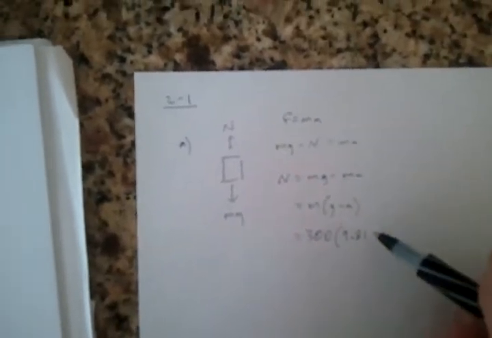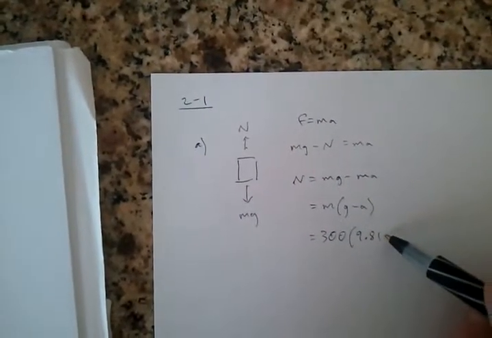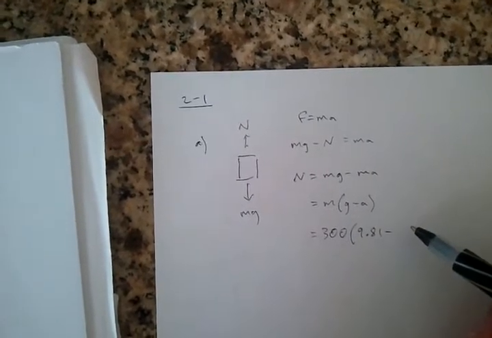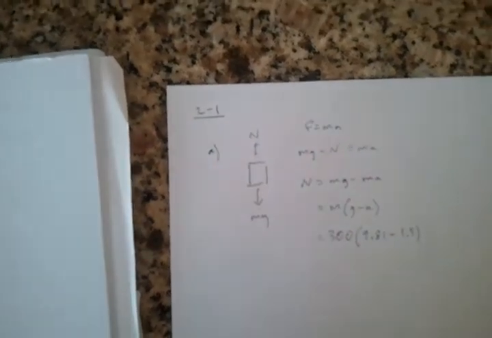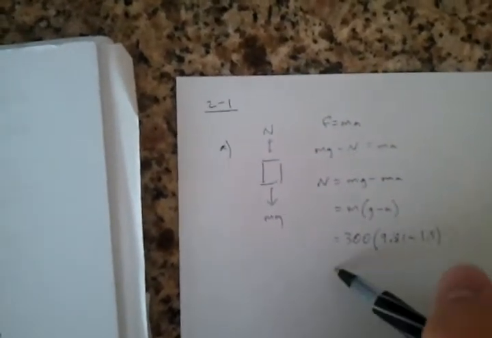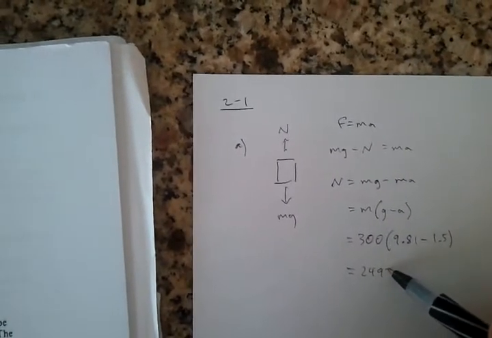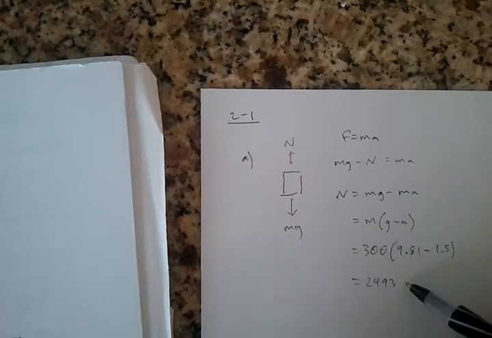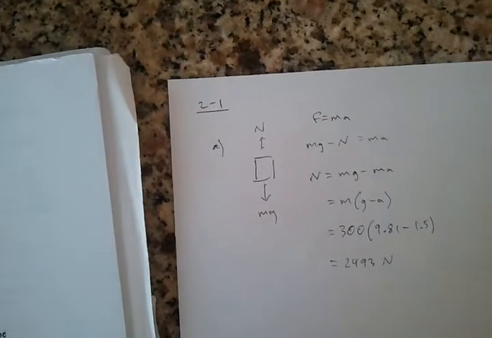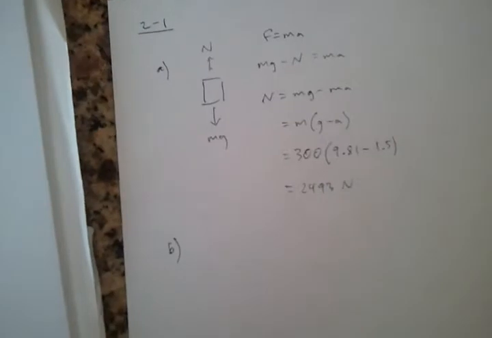The mass was 300 kilograms. The force of gravity is 9.81. And then from there you subtract the acceleration, which is 1.5. And then calculate that out, and it comes out to 2,493 newtons. So that's part A. Then move on to part B.